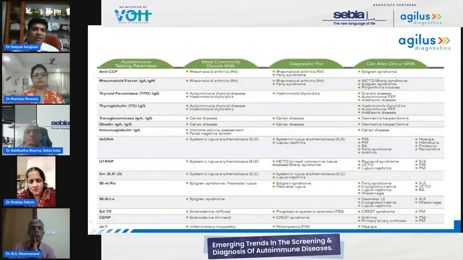And one more table to demonstrate that if you go antibody-wise, a classical antibody like CCP, which is commonly used for rheumatoid arthritis, may also be positive in Sjogren syndrome. Such lists are available in textbooks or literature, where you can find out which antibody can overlap in which condition, and hence reach the further diagnosis. Next slide.